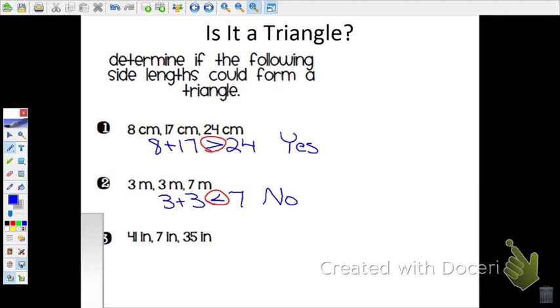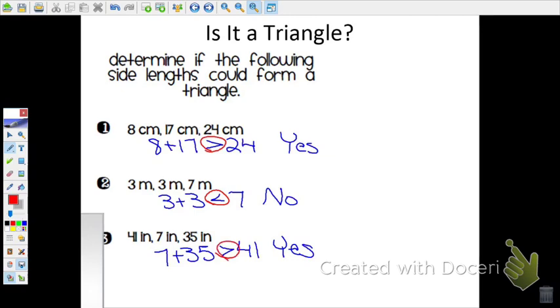So the last one here, we just need to look because they're not put in order for us. So you always need to make sure you're picking out the two smaller. So 7 plus 35, which is how much? 42. So that's greater than 41. So that would be a yes, okay, because of the greater than symbol.